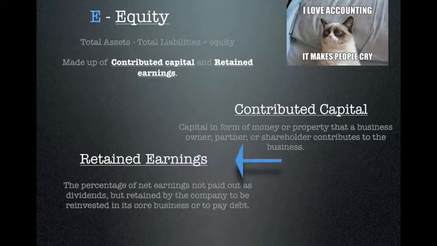Retained earnings are the percentage of net earnings not paid out as dividends, but retained by the company to be reinvested in its core business or to pay its debts.